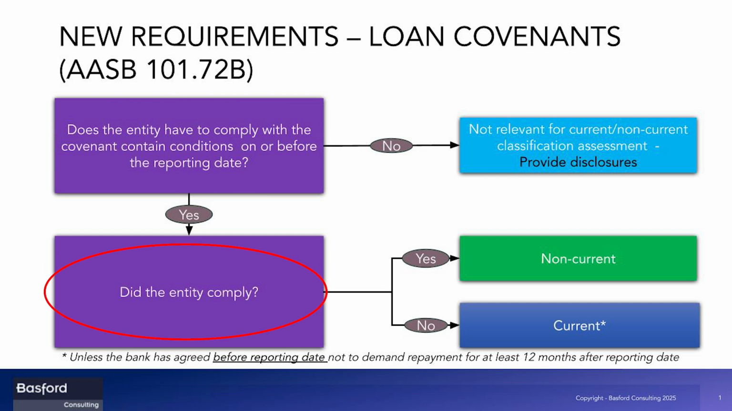If the covenant needs to be complied with on or before the reporting date, then it will impact the current, non-current classification. If the entity complies with the covenant, then it's non-current. But if the entity did not comply, then the loan is current. But if it's a covenant that the entity must comply with only after the reporting date, we call it a future covenant condition, it doesn't affect current or non-current classification at reporting date, but additional disclosures are required.